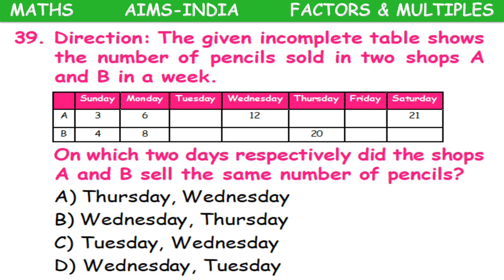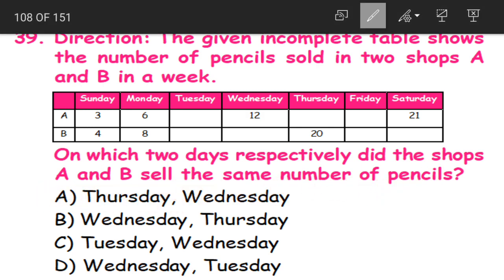Moving on to next question. Again the same table is given, but the question is different. On which 2 days respectively did A and B sell the same number of pencils? See, 1, 2, 3, 4, 5, 6, 7. Yes. So this was multiples of 3 and multiples of 4. What will be here? 3 threes are 9, 3 fives are 15. Yes, 3 sixes are 18.